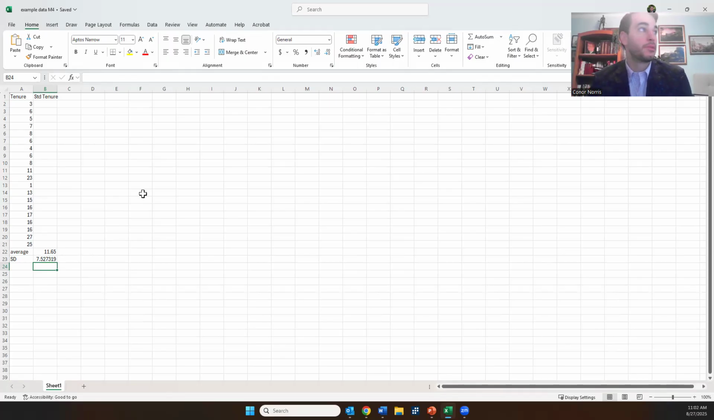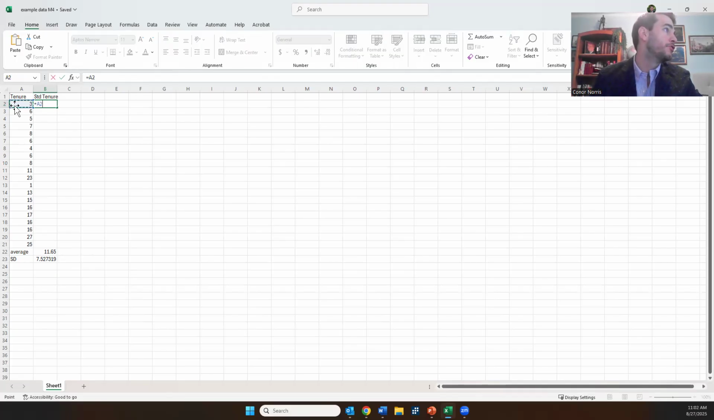So now it's time to standardize the variable. I labeled the column here standardized tenure. The variable is tenure. So this is just a way to show you what the standardized values are going to be. I'll take the first observation here, A2, and subtract from that the mean. The mean here is in B22.